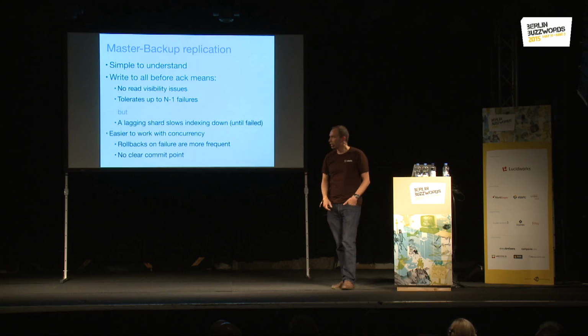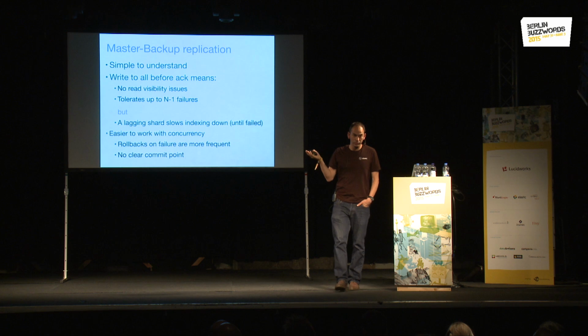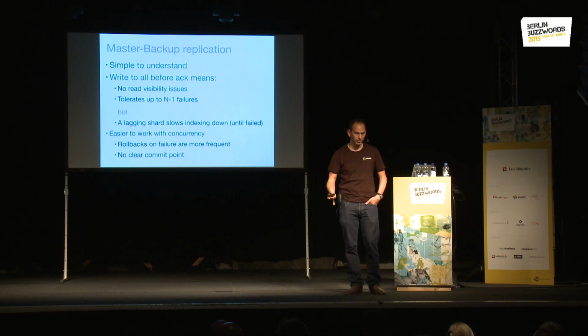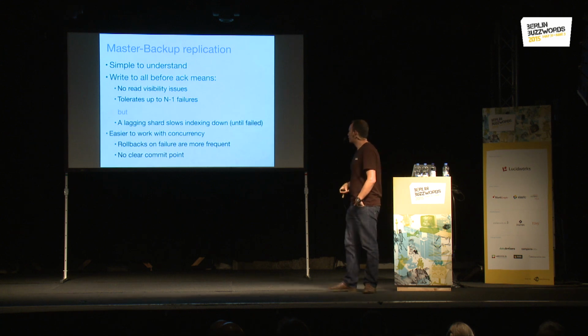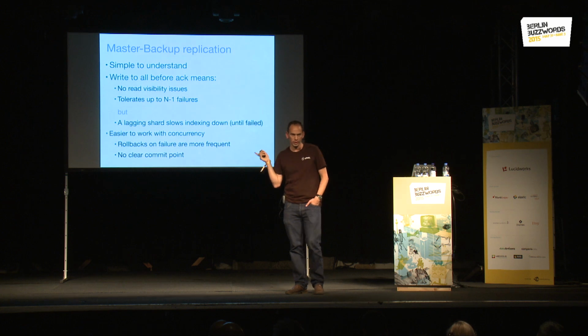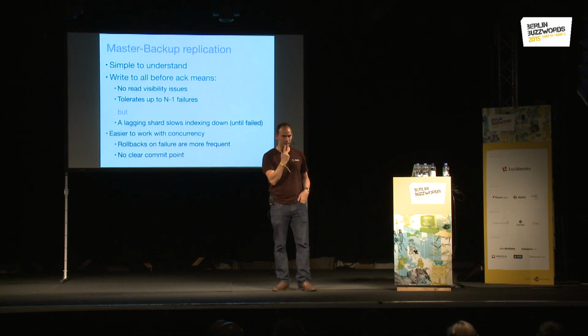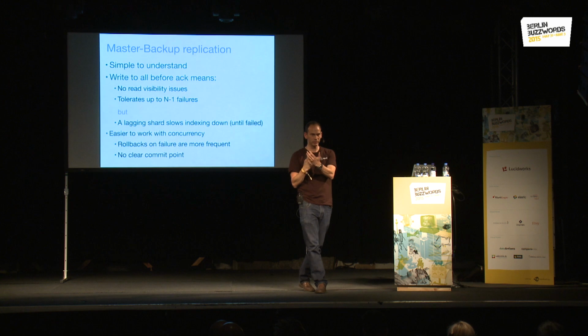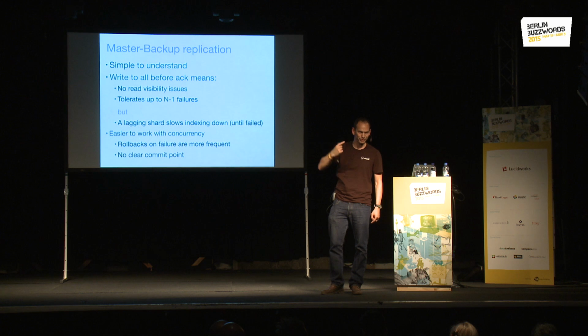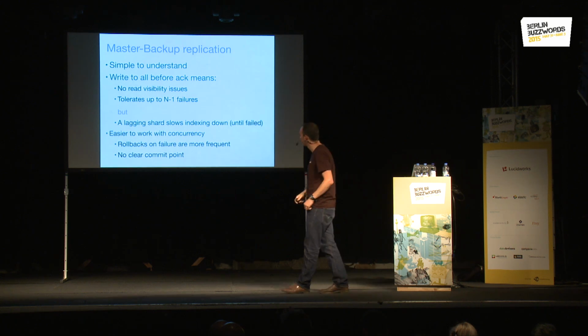So, again, summarizing, it's a simple model. You just index, replicate, collect all the answers, give an answer back. And there are no read visibility issues because when you acknowledge, you actually wrote it to all the copies, so you can read from every copy and it will be there. And here our failure tolerance is much higher. Right? We can lose all the copies but one, and it's enough to replicate all the changes back to restore all the original copies. Because everything we acknowledge is actually on all the copies. So we're guaranteed to have it on that single one.